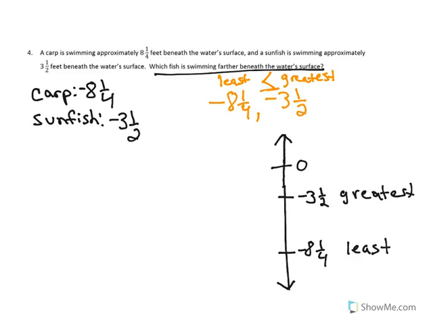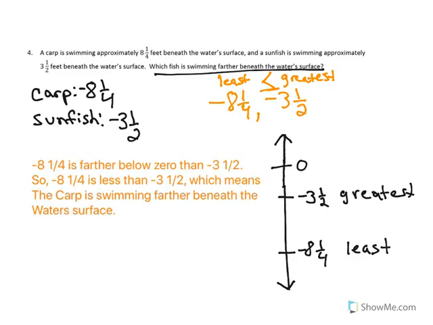So the last part here is to explain what's going on and answer the question. Negative 8 1/4 is farther below 0 than negative 3 1/2. So negative 8 1/4 is less than negative 3 1/2, which means the carp, which was this one here, is swimming farther beneath the water's surface. With the picture, it's much easier to see.